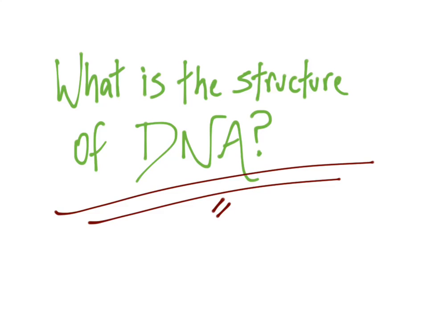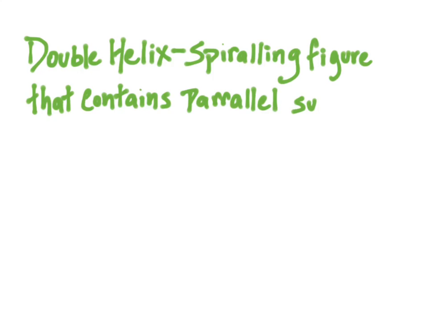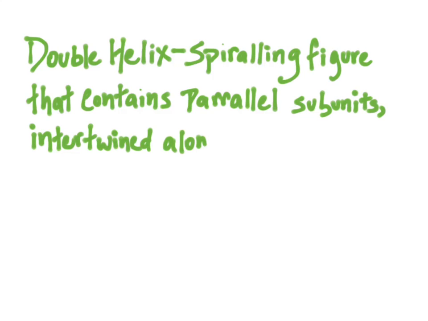We're also going to talk about the subunits that make up the double helix and what those subunits are actually made of. So let's start off with the double helix, which is a spiraling figure that contains parallel subunits intertwined along a common axis. That's a very complicated definition. Really what it's saying is subunits that are parallel to each other in the sense that they're three-dimensional.